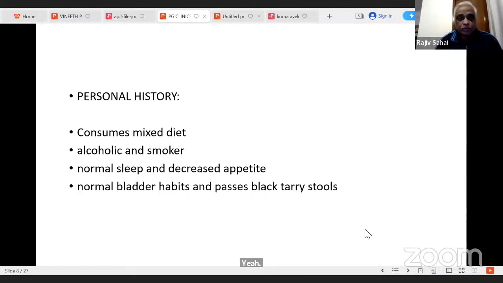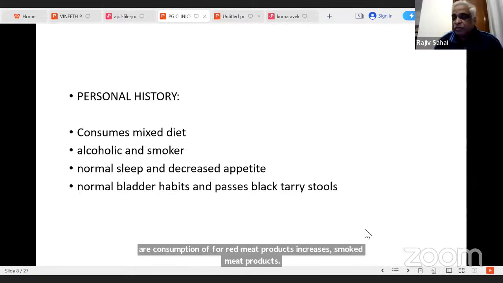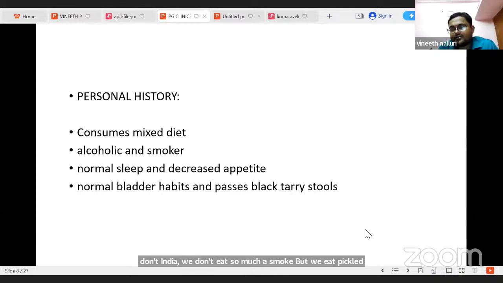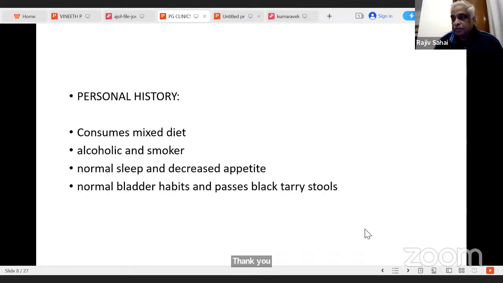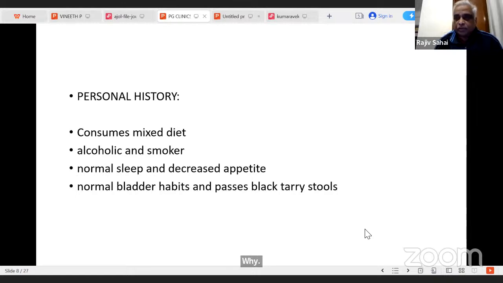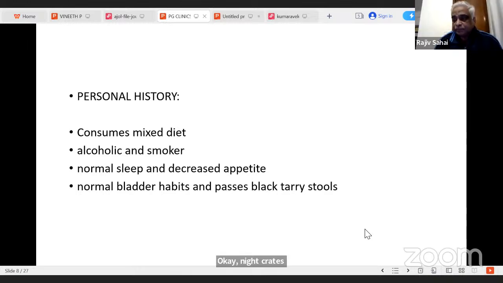That is one. What about diet? What is so peculiar about the diet in gastric carcinoma? Sir, consumption of red meat products increases, smoked meat products. Or pickled? In India, we don't eat so much smoked, but we eat pickled. Why pickled and salted? What is so peculiar about it? Sir, high salt intake is a risk factor. No, it's not just salt. It is pickled by salt. What is that ingredient which induces malignancy? Nitrosamines. Okay, nitrates. Yes, they do, right? Yes, sir.